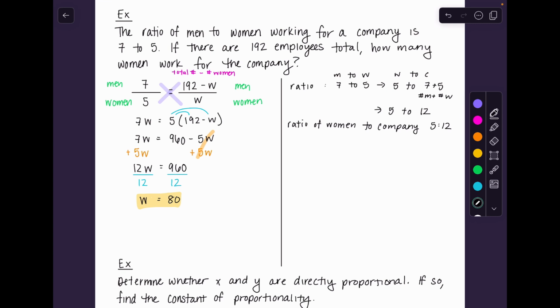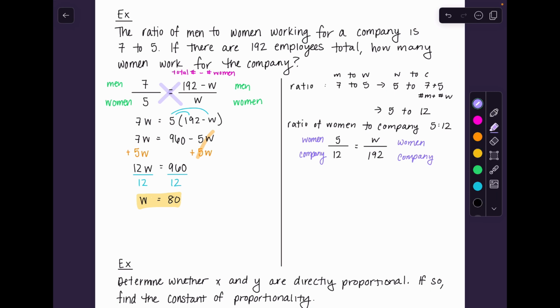So this just makes it a little bit easier and cleaner that I don't have these nasty expressions. So instead, I can set up my proportions as women in the top and then company in the bottom. And we're going to do the same thing on both sides. So our ratio is 5 to 12. The number of women is unknown, but the total number in the company is 192.